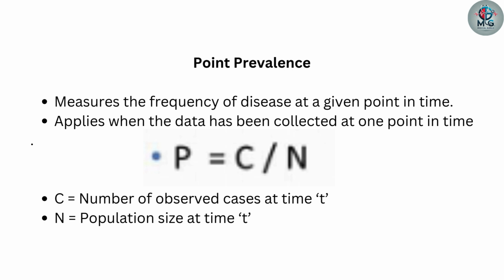Point prevalence. Measures the frequency of disease at a given point in time. Applies when the data has been collected at one point in time. C equals number of observed cases at time t. N equals population size at time t.